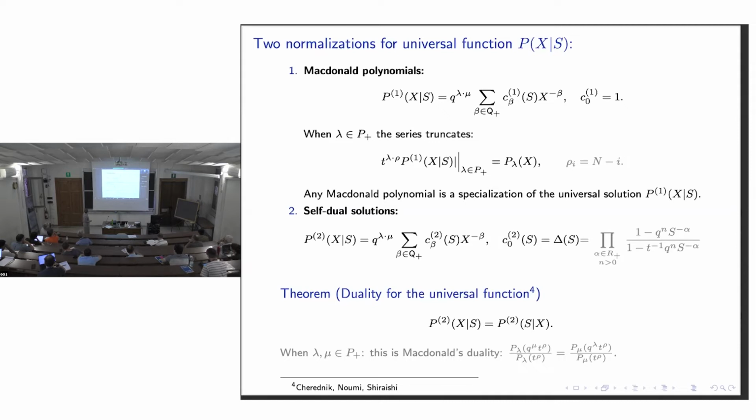Macdonald wrote it only when mu, remember mu parameterizes x and lambda parameterizes the weight. It parameterizes s. Macdonald wrote down this equation. When mu and lambda are both integer partitions, this is Macdonald's duality. And so this is the duality for the universal function.